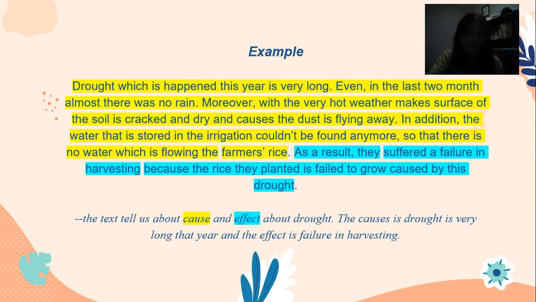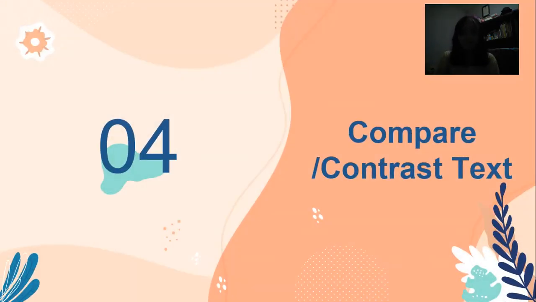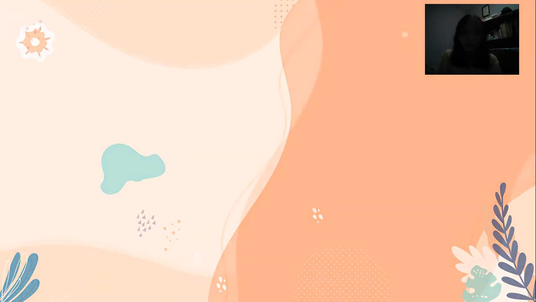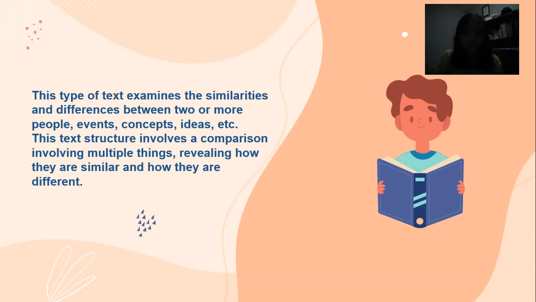So the next, fourth, I will explain about compare or contrast text. This type of text examines the similarities and differences between two or more people, events, concepts, ideas, or so on.